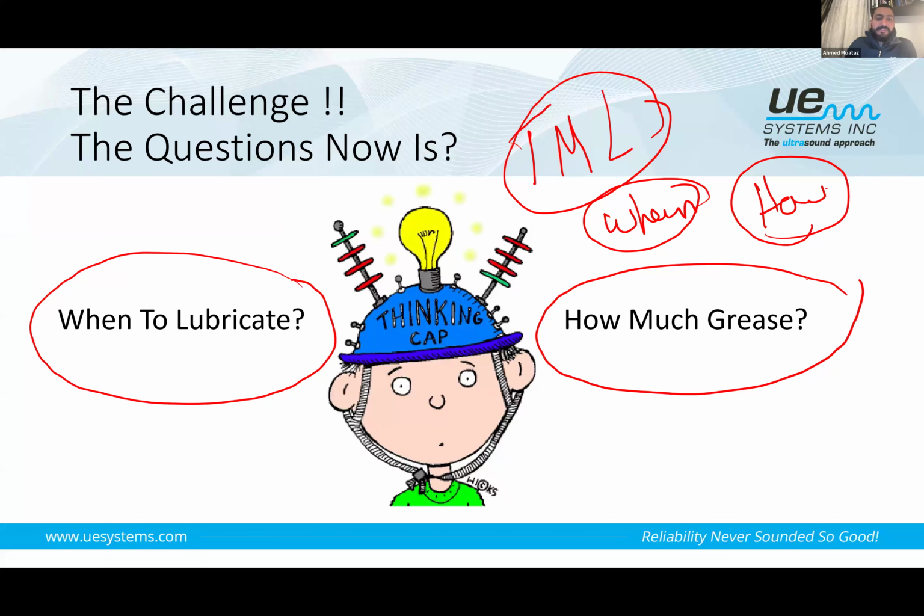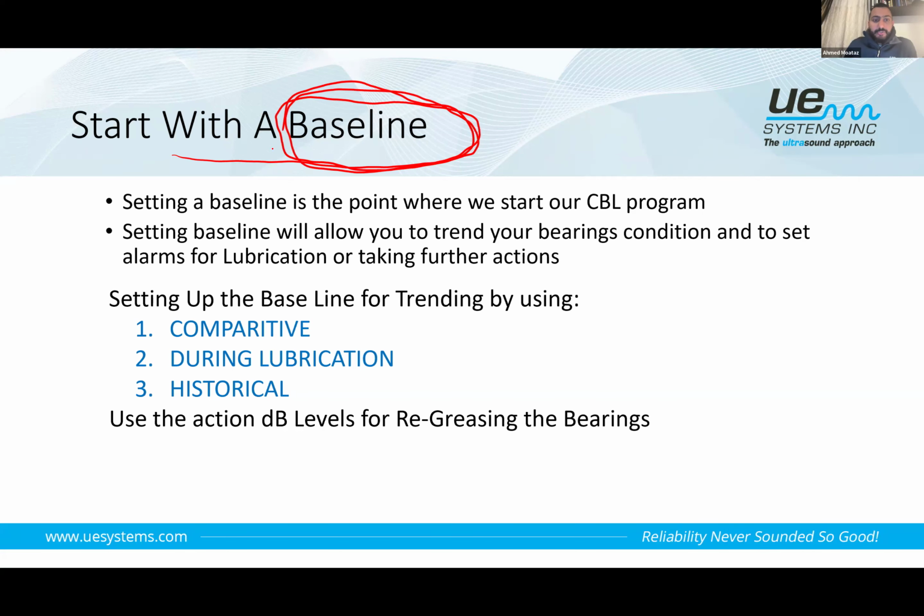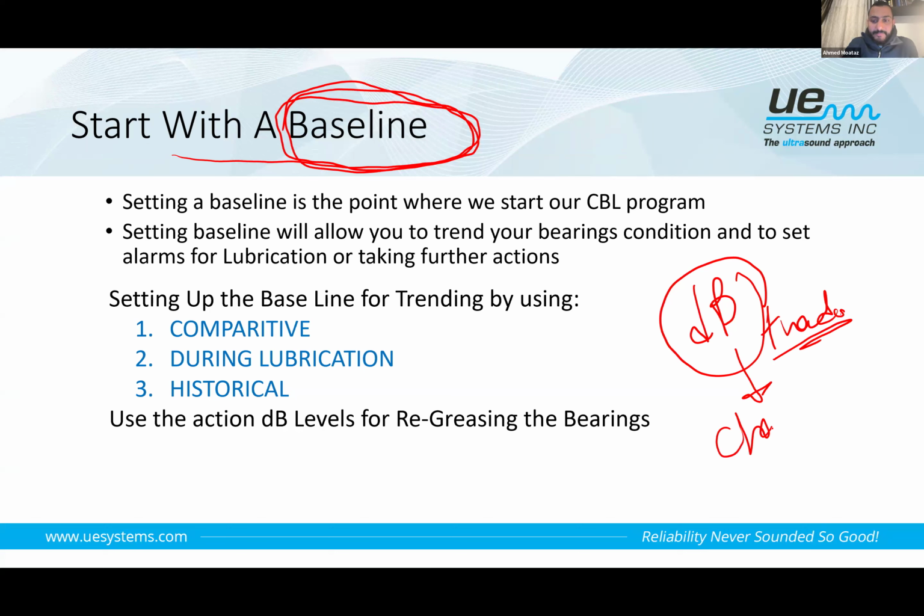Usually, when building the condition-based lubrication program, it's highly recommended to start with a baseline. So starting with a baseline is where we start our condition-based lubrication program. The baseline will be the reference decibel value, which will help us trend and follow the change in this decibel value. If I am using the condition-based lubrication program, I will trend my baseline decibel, and will take action based on the change in the decibel value from the baseline.